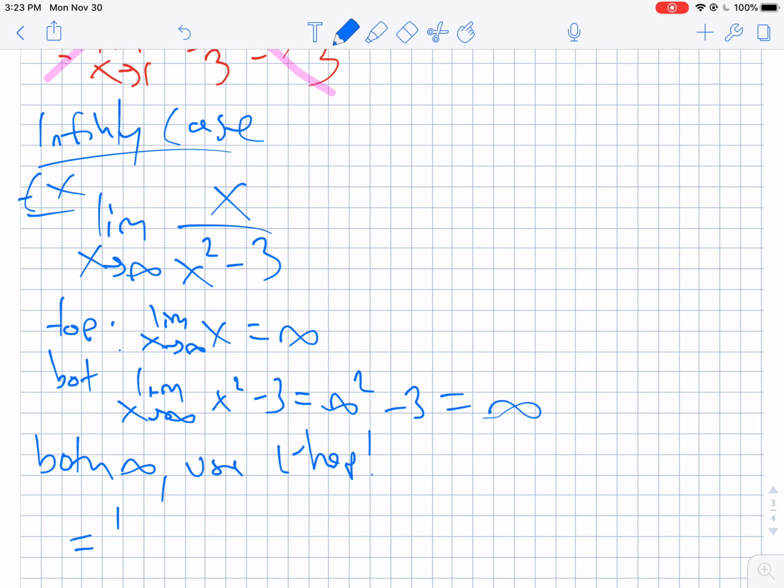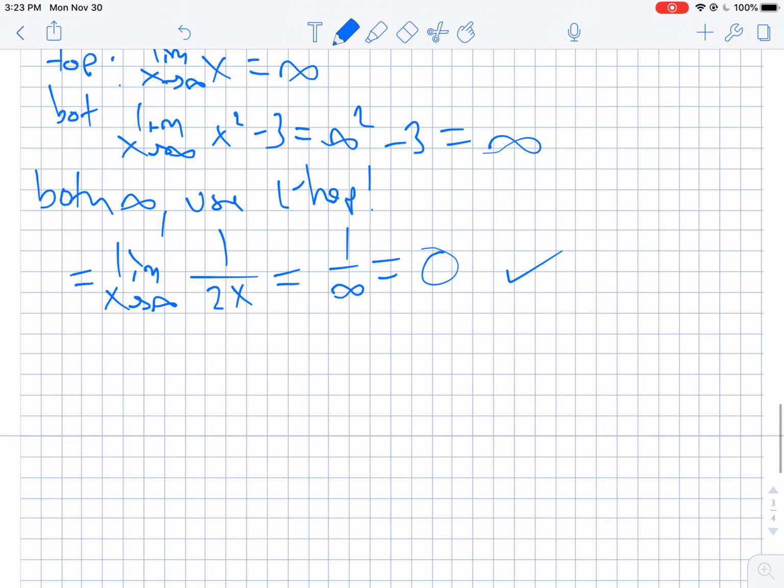So the derivative on top is going to turn out to be 1. The derivative on the bottom is 2x. So then we get 1 over infinity, which is 0. So that's how this works, and that's how the infinity case works.